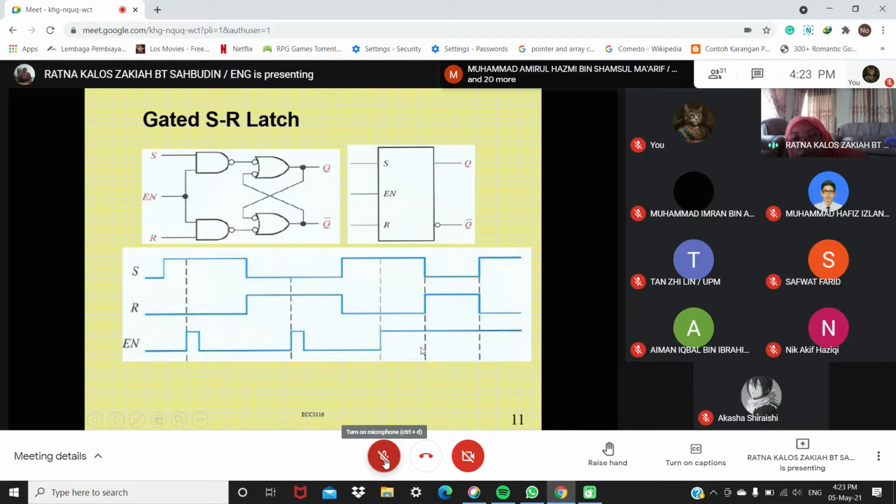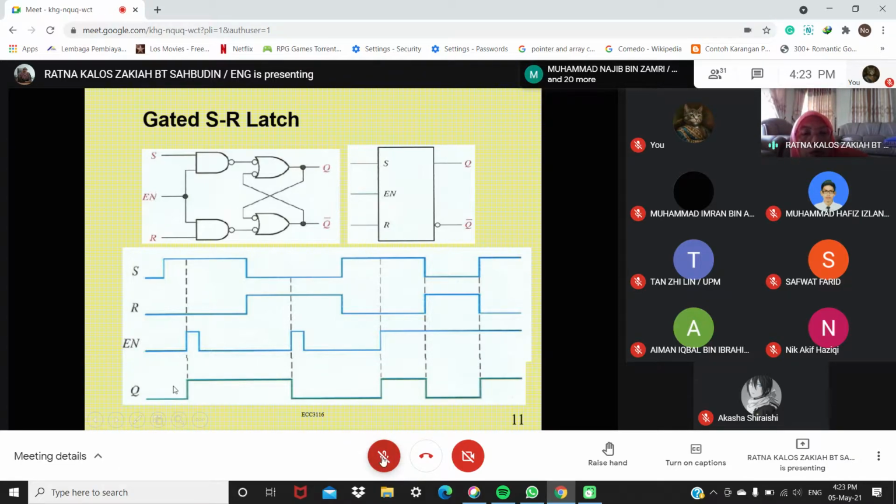This part is all high here for enable, so you look one by one. At this point, just now low, this point S is high, so you get high until here. Now at this point, R is high, so it goes down, and then it goes high again.